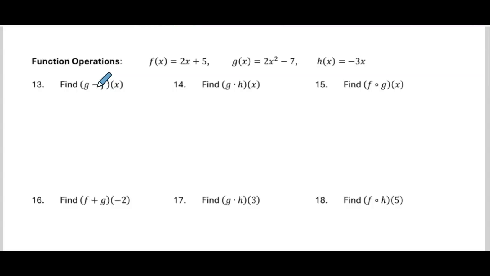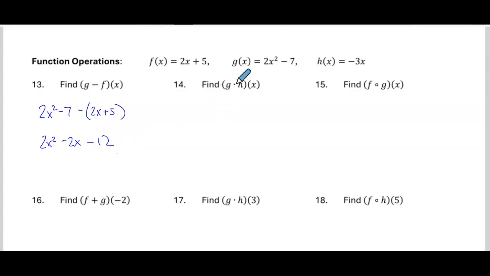So g minus f means that I want to take function g first, 2x squared minus 7, and subtract function f, but I need to subtract all of it, so I want to group it, and then work across here. So 2x squared minus 2x. Let's see, the constants are negative 7 minus 5, so negative 12.